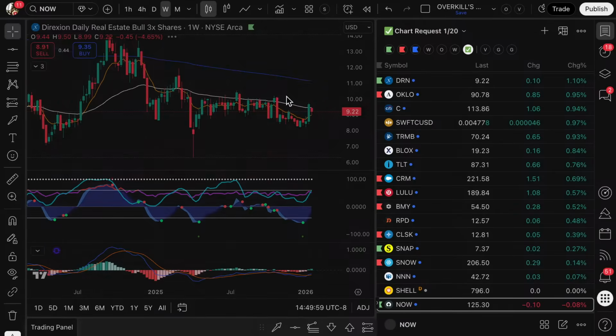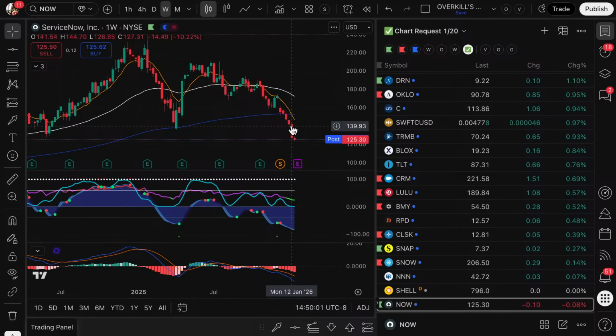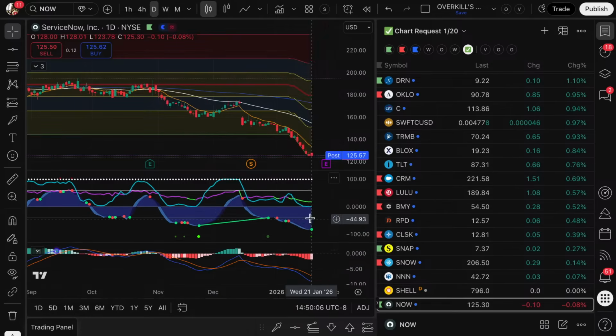ServiceNow. It's another one that kind of went against us here, but we're getting some buyers stepping in down here at these levels. Ooh, that one did get a daily dot today. I'm going to have to average down on that one here.